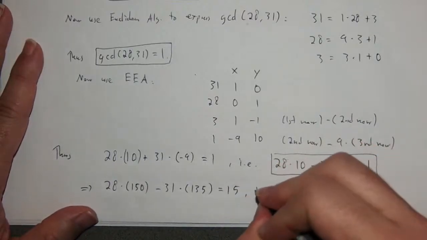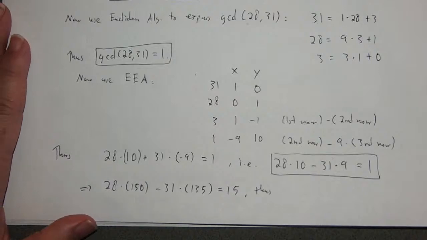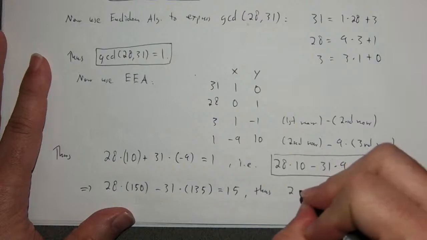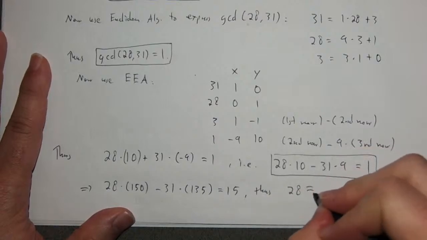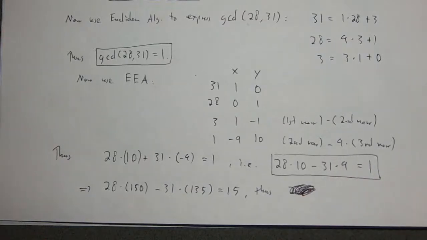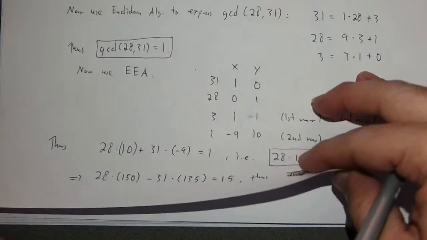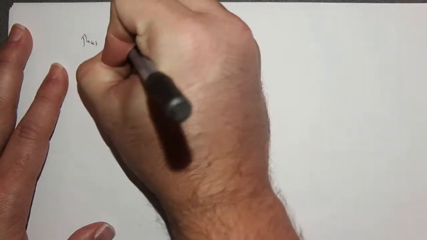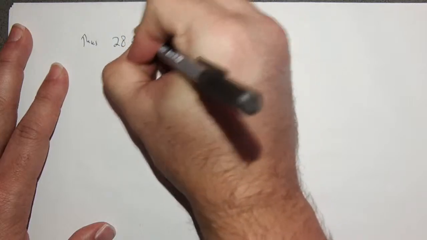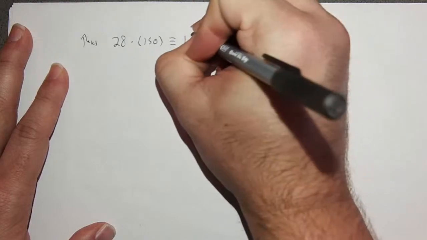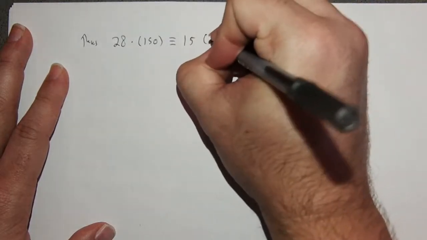So, thus 28 is congruent... or sorry, let me give myself room here. I'm running out of real estate here to write this. Thus, 28 times 150 is congruent to 15 mod 31.